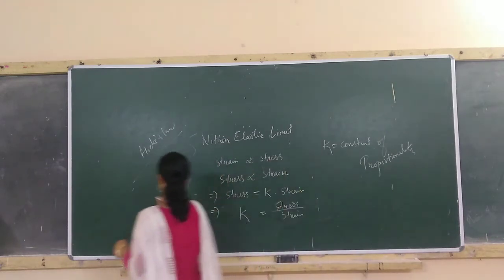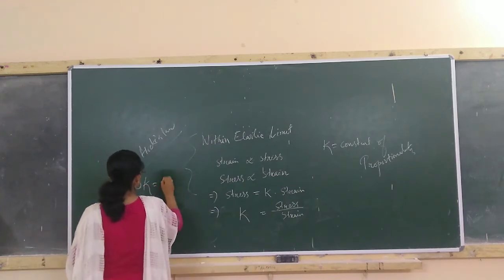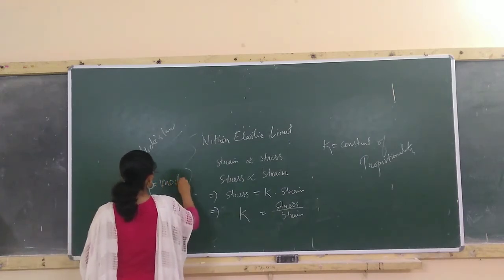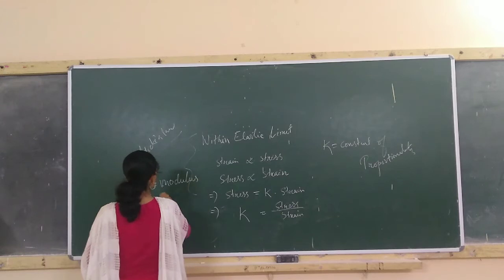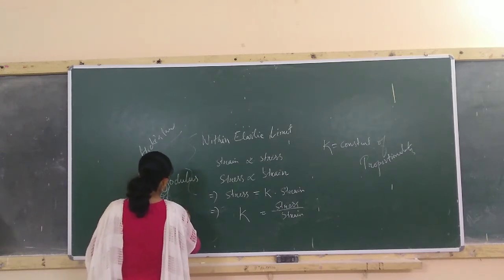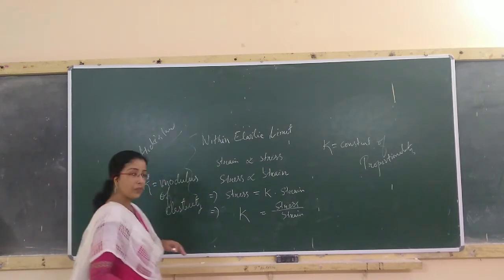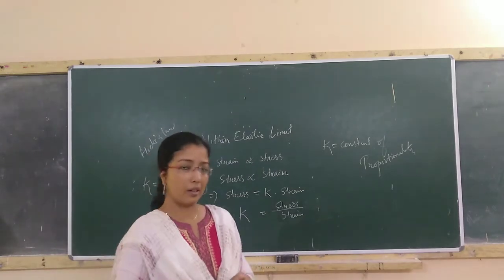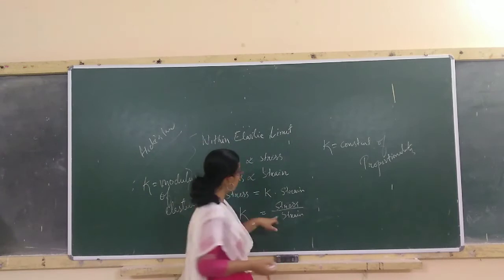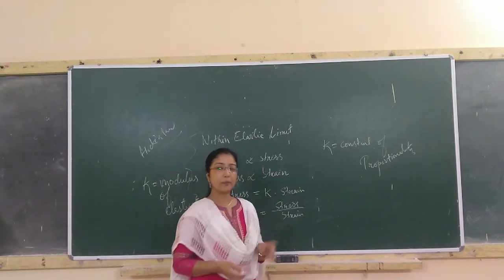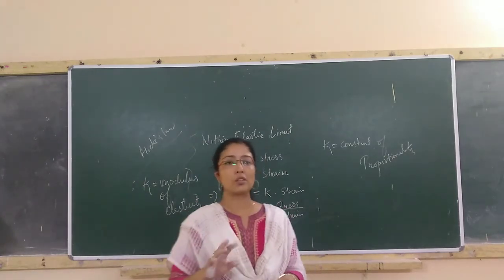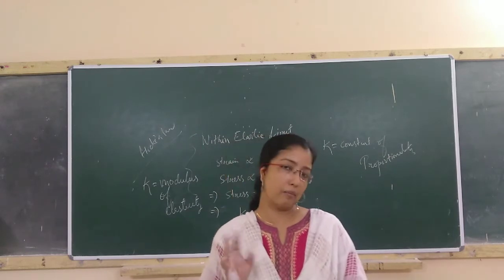Sorry, I will write it. So K is called the modulus of elasticity. Now, one thing you just tell me: this K is equal to stress by strain. Fine. Consider two kinds of material. One is steel and another is rubber.